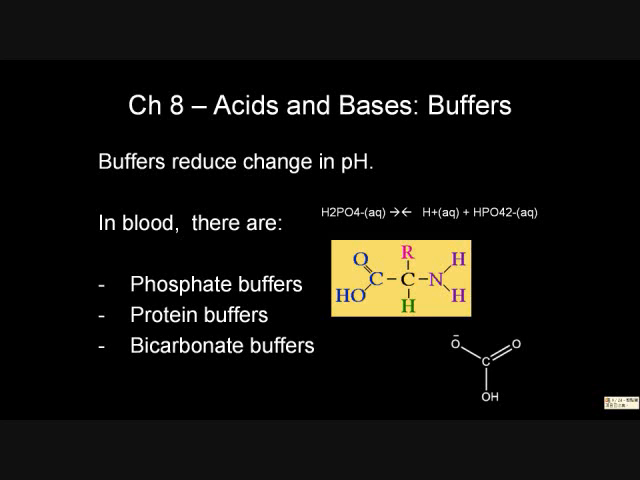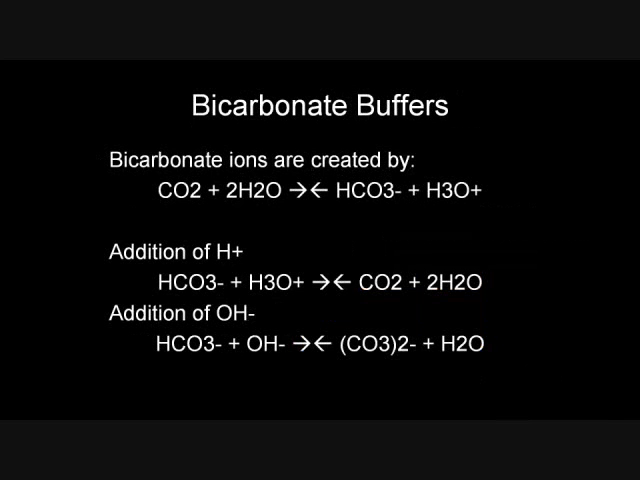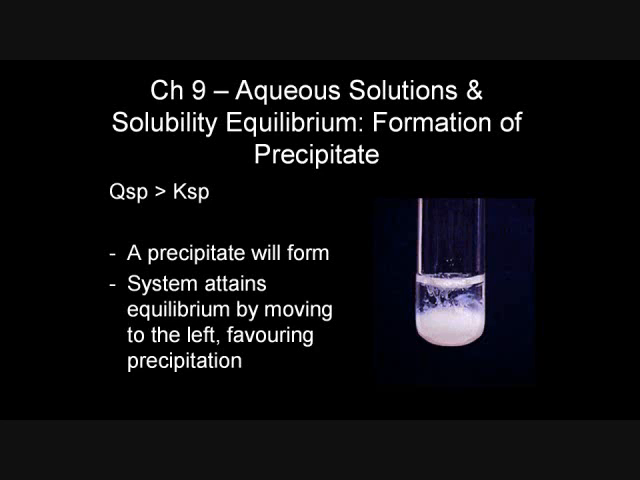However, the main buffer used in the blood system is the bicarbonate buffer. In bicarbonate buffers, dissolved carbon dioxide reacts with water to form hydrogen carbonate ions. Now, this is used when hydronium ions are added into the blood by metabolic reactions, and it combines with bicarbonate to create carbon dioxide and water. And if excess hydroxide enters the blood, it is also removed by combining with bicarbonate to create carbon dioxide and water.